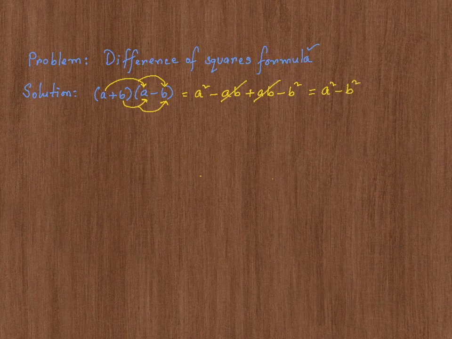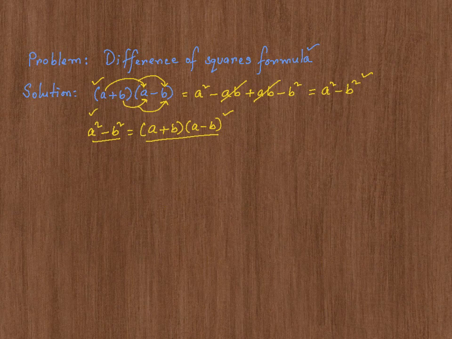So we come to the following conclusion. We started off with this and we concluded with this. So our conclusion is that a square minus b square, we can rewrite as a product of two factors, which is a plus b times a minus b. This tells you that if you're given this, you can write this, or if you're given this, the whole thing, you can write this. This is called the difference of squares formula.